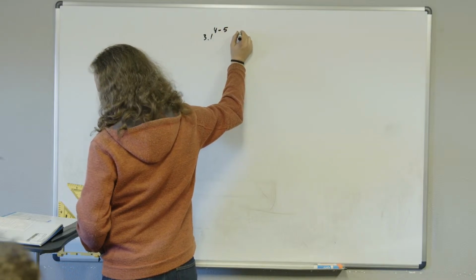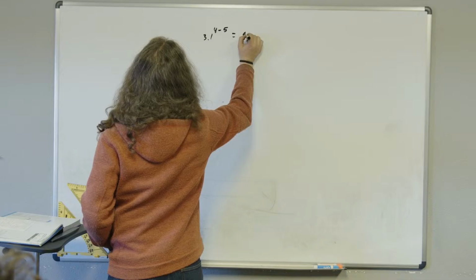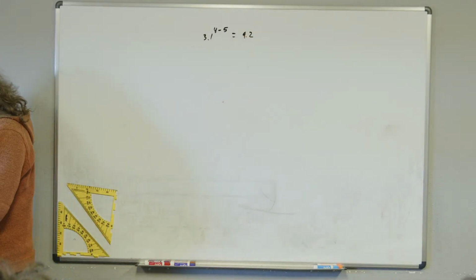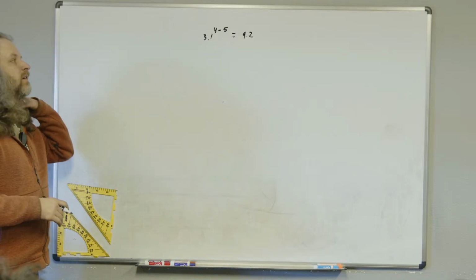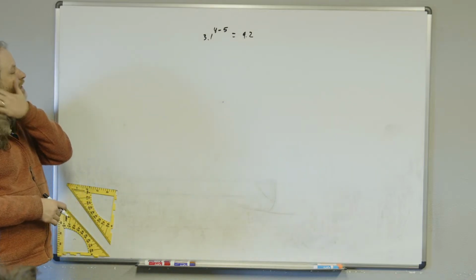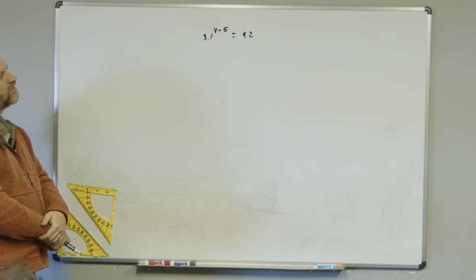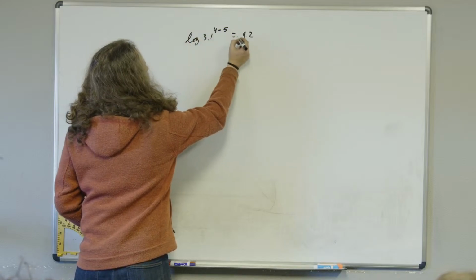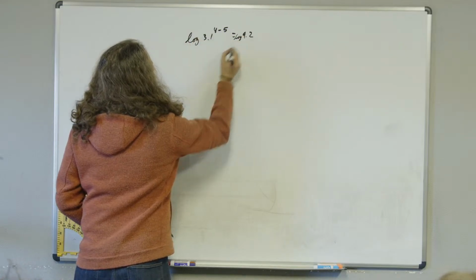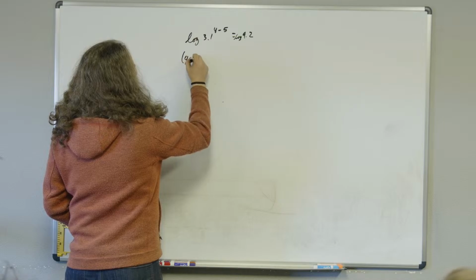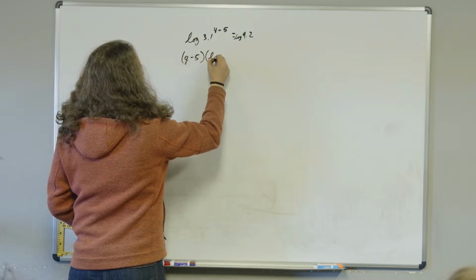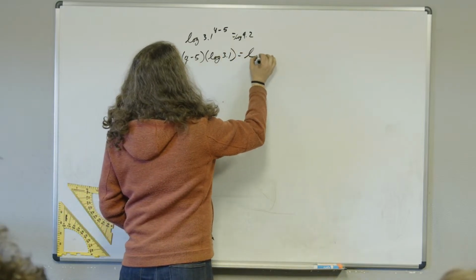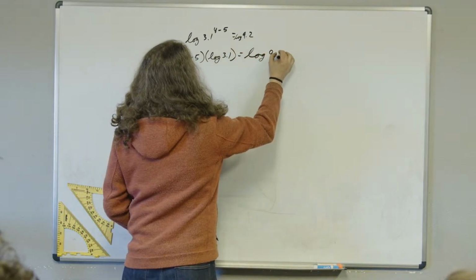Yes? Okay, great. Equals 9.2. It's a y. Okay, that makes sense. Okay, now what? Log both sides. Great, let's do it. So, y minus 5 times the log of 3.1 equals the log of 9.2. What should we do now?